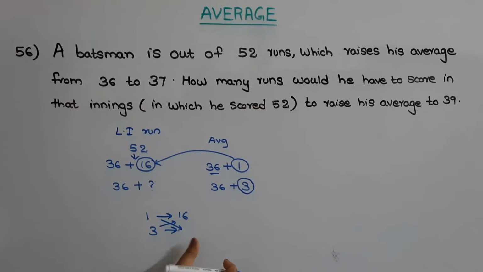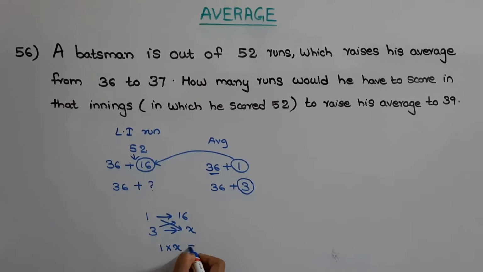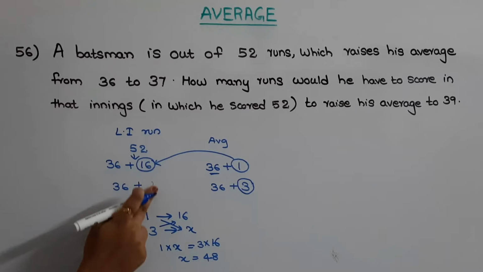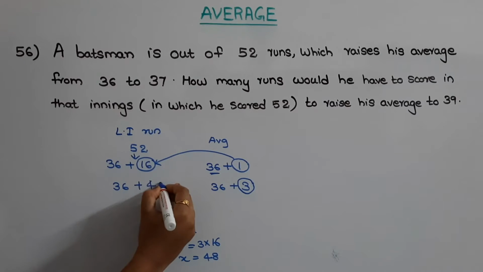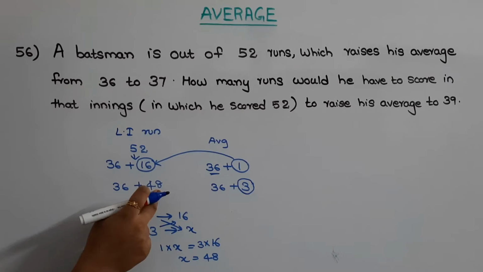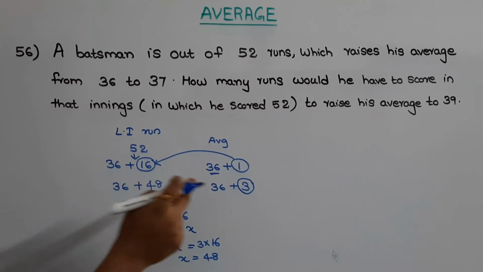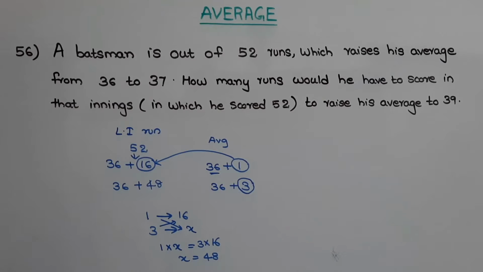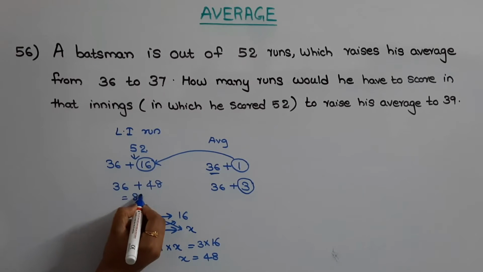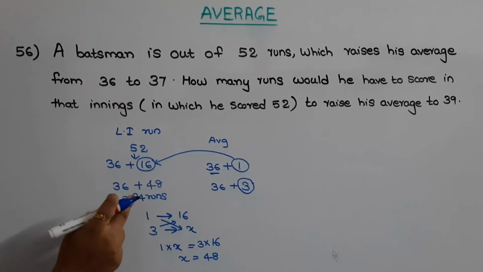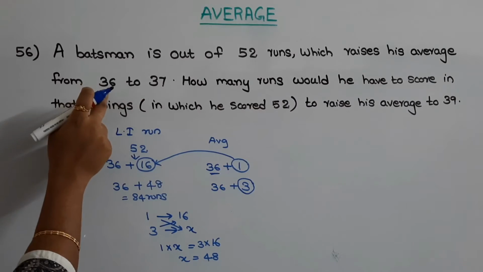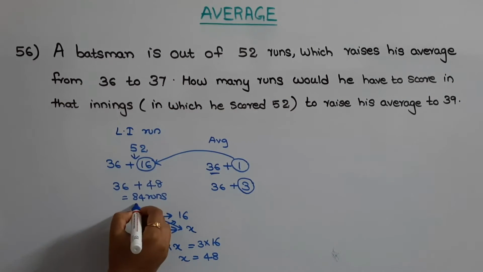Okay. So let us consider this as some x. Okay. So 1 into x is equal to 3 into 16. Okay. So from this x value will be equal to 48, which means this increase in the value is 48, which means if he scored 36 plus 48 runs in the last innings, his average will increase by 3. Okay. So this is equal to 84 runs. Okay. So if he had scored 84 runs in the last innings, we can say that his average will rise from 36 to 39. So this is the answer.